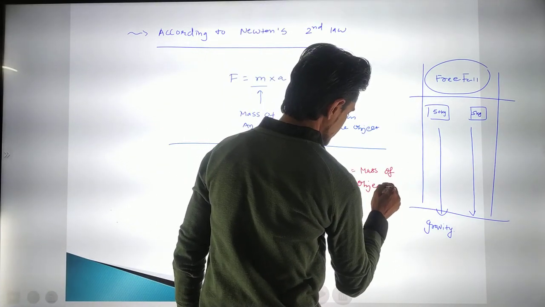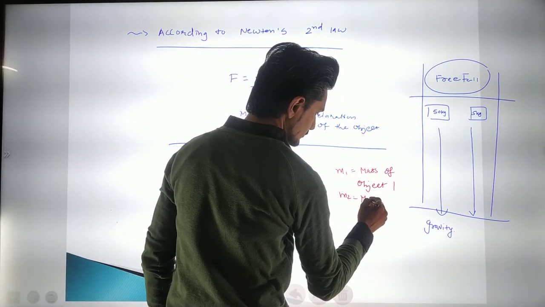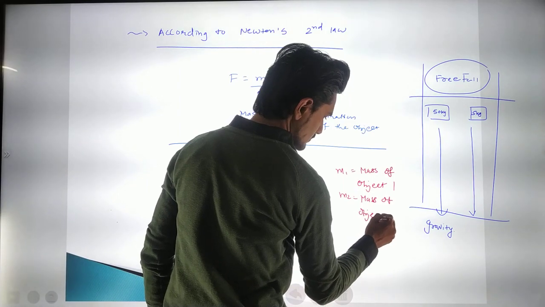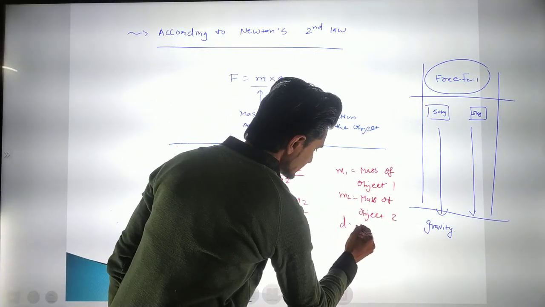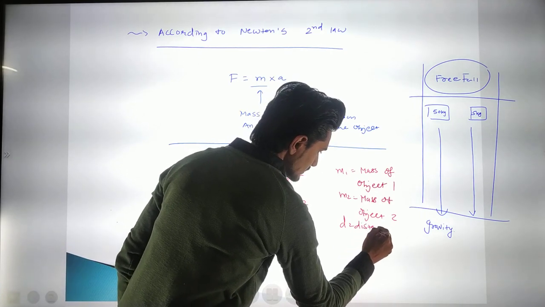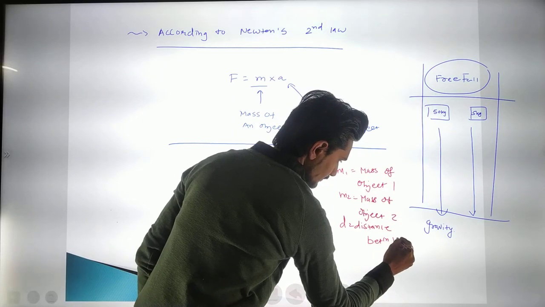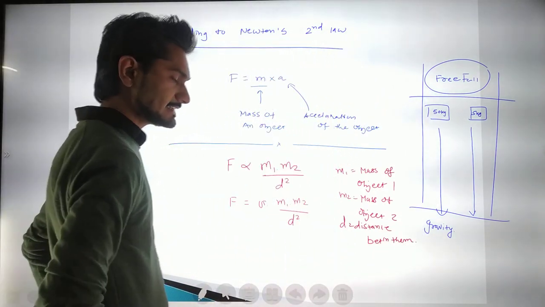Object 1, and m2 is the mass of object 2. And d is the distance between them. So these are the things that we have already seen.